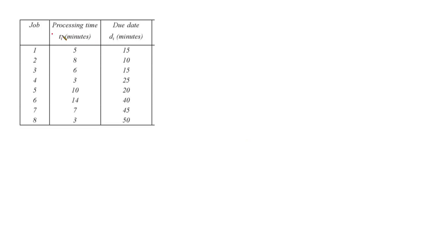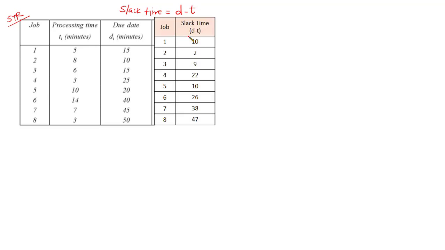Now we will solve the same example using the method called STR, which means slack time remaining. You have the job data, you have the processing time data, and you will require the due date data, right? Then what will you do? Slack time is D minus T. So here in this table I have found the slack time for all the jobs.